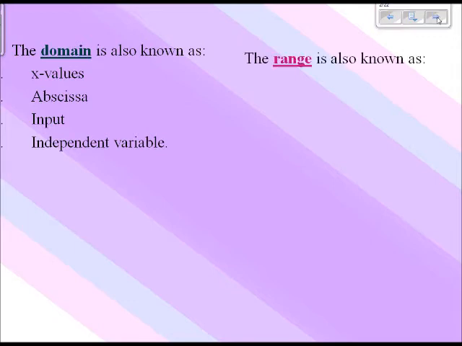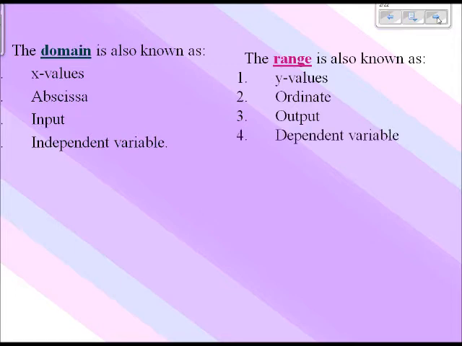The range is known as the y values, the ordinate, the output, and the dependent variable. So the dependent variable obviously is based upon what happens with the independent variable.